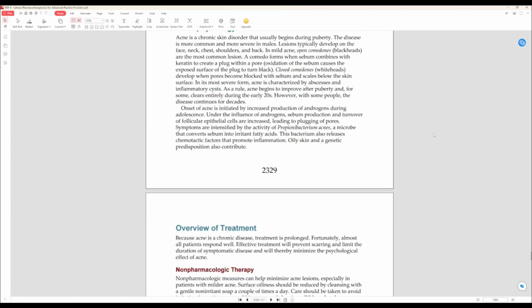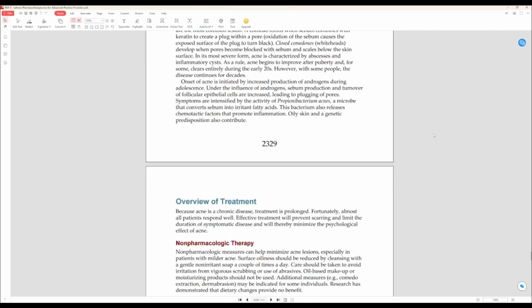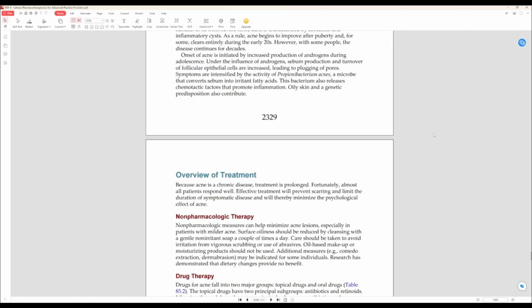Which brings us to the overview of treatment. Because acne is a chronic disease, treatment is prolonged. Fortunately, almost all patients respond well. Effective treatment will prevent scarring and limit the duration of symptomatic disease, and will thereby minimize the psychological effects of acne.